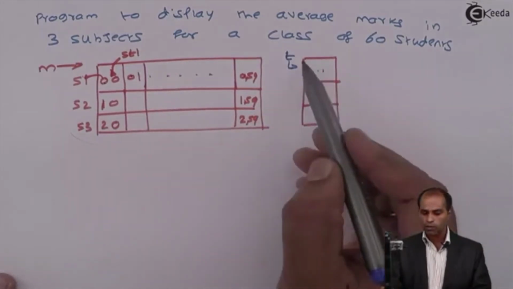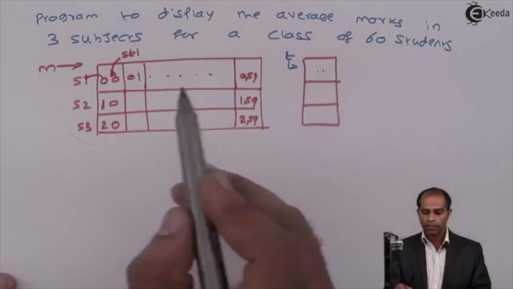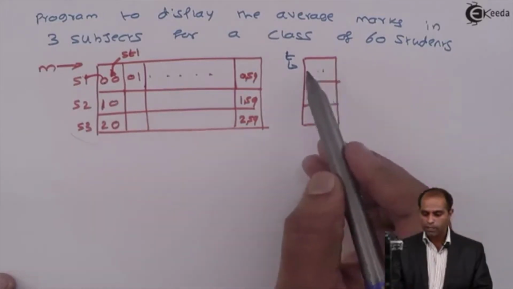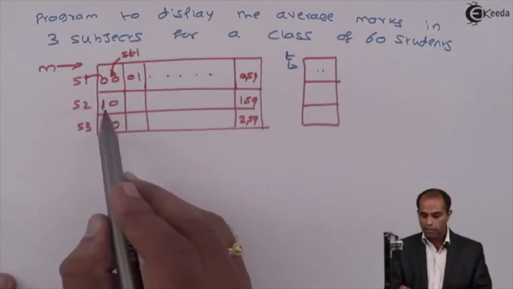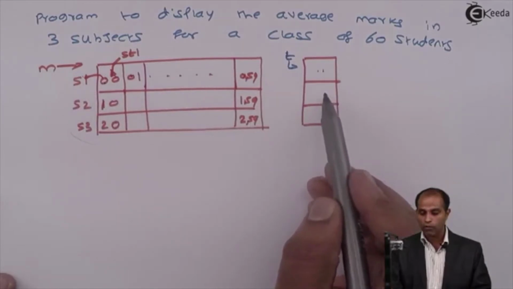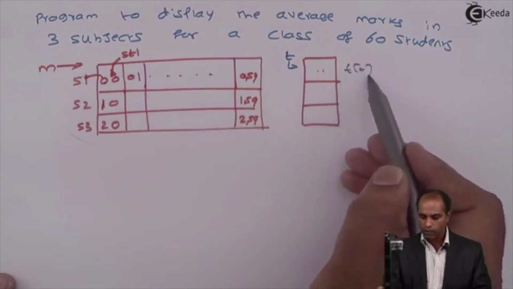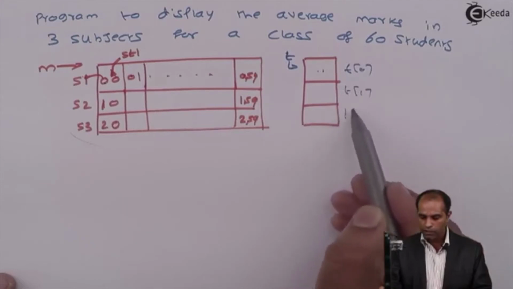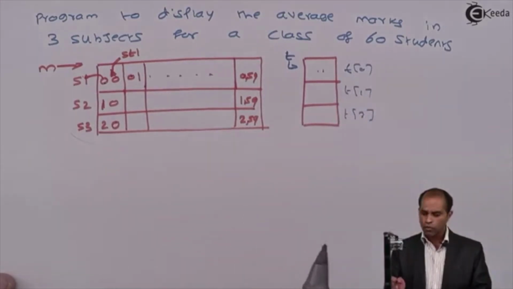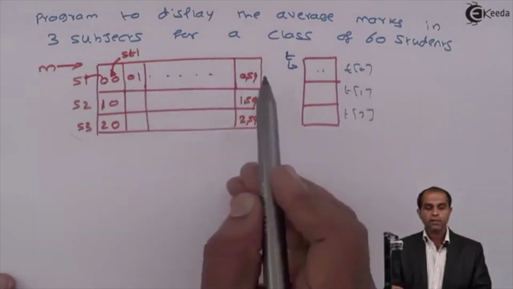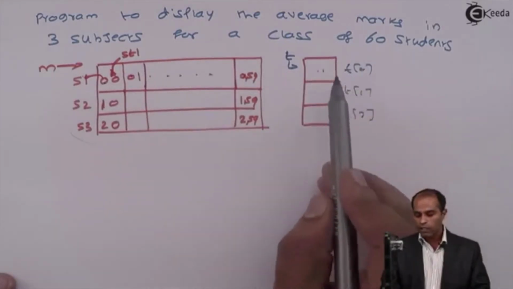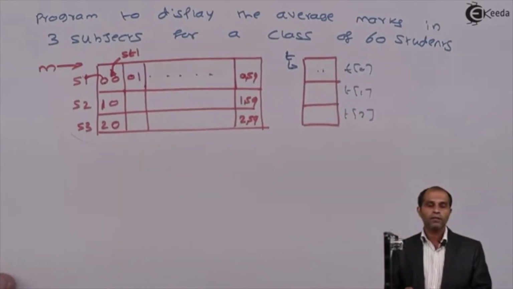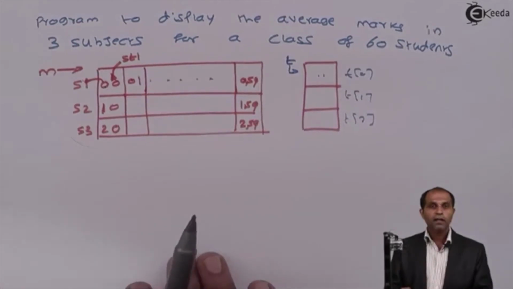To get the average, I'll say T of 0 divided by 60. The average marks is T of 0 divided by 60. The average marks at this place is again T of 0, T of 1 divided by 60. This is T of 0, this is T of 1, and this is T of 2. So first read the marks in the subjects and then calculate the total divided by 60 to get the values of the average marks, right? Okay, let me put in code to make you understand this.